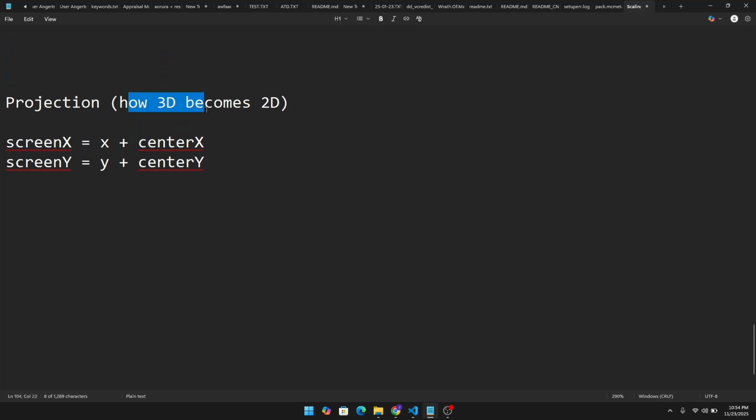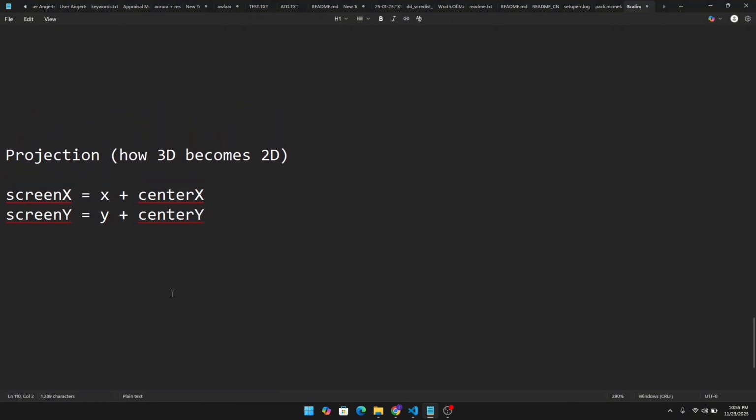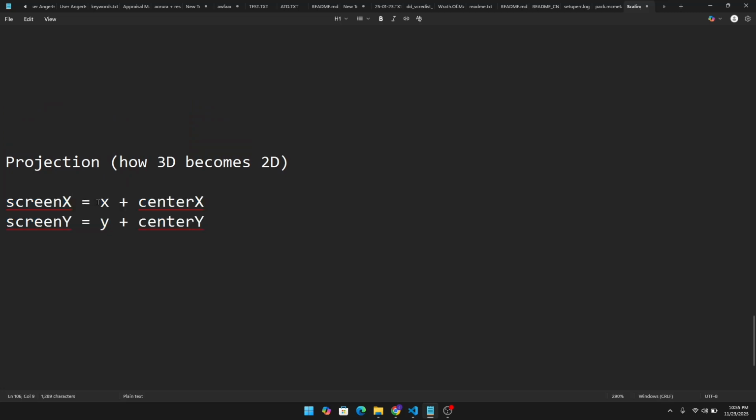Projections: how 3D becomes 2D. The cube is 3D but the canvas is 2D. I simulate a simple projection by screen x equals x plus center x and screen y equals y plus center y. This is called orthographic projection. It ignores perspective, making the math simpler. This lets us see the cube on the screen after transforming it.